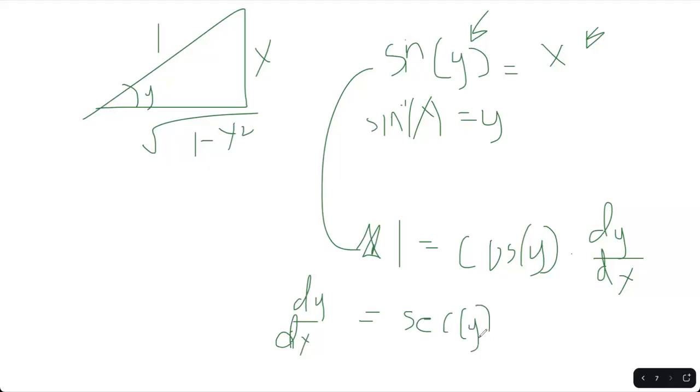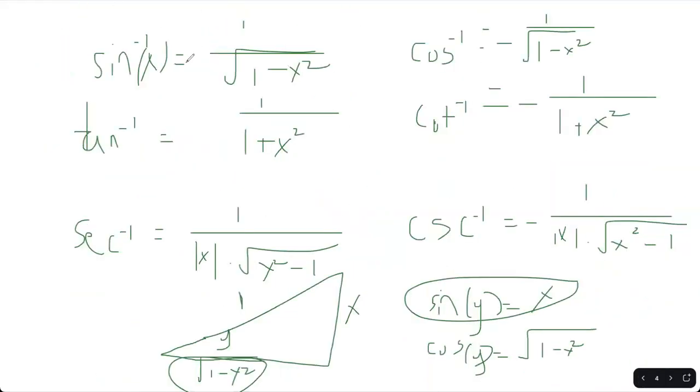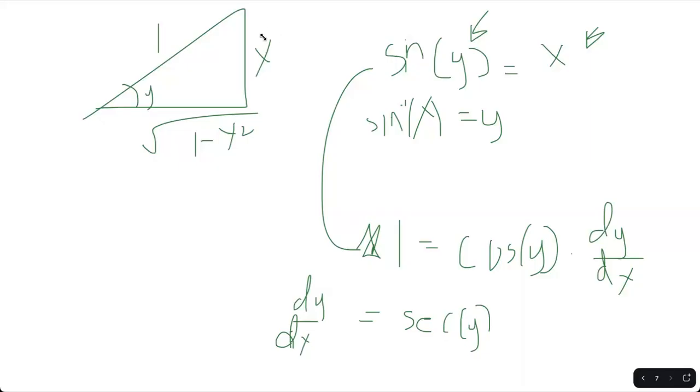And now it looks like we're a bit stuck because we have a y in it. We only want x because remember, these formulas only had x in them. How do we get there? Well, we just know that it's going to be secant, which is hypotenuse over adjacent, because cosine is adjacent over hypotenuse. Secant is 1 over that, so it's going to be hypotenuse over adjacent. We know hypotenuse is 1. We know adjacent is square root of 1 minus x squared.